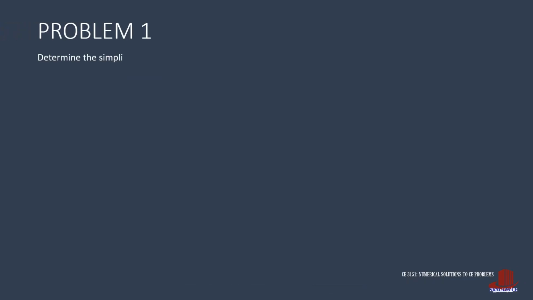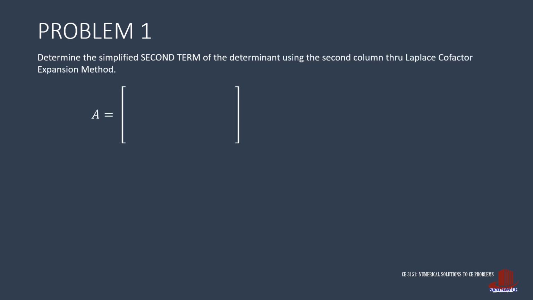The first problem includes Laplace Cofactor Expansion. Given matrix A, we are to figure out the second partial determinant. The Laplace Cofactor Expansion will be using the second column. And to focus on the second term, just cover the second element from the second column.